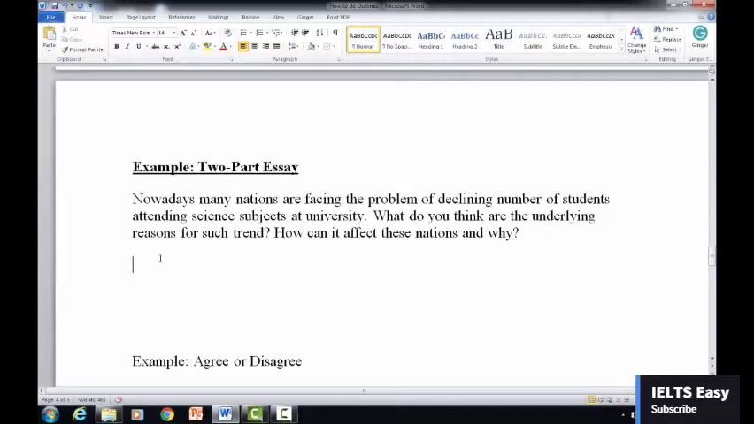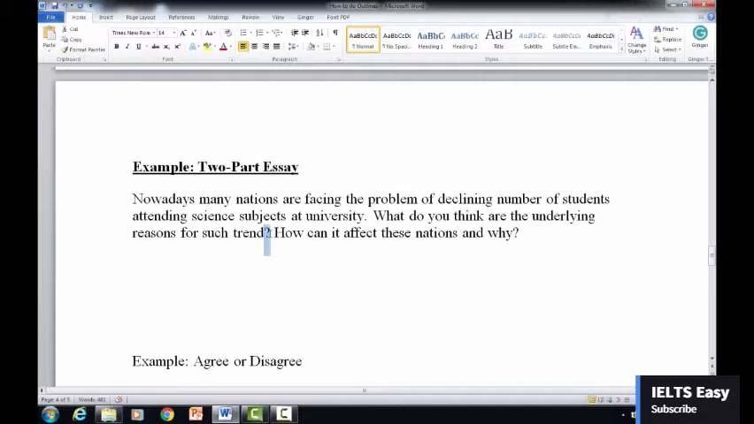All right. Now let's look at this 2-part question. Again, a 2-part question is the type of question where you don't have to think of the controlling ideas. The controlling ideas are actually given to you. Okay. Now it says, nowadays many nations are facing the problem of declining number of students attending science subjects at university. What do you think are the underlying reasons for such a trend? How can it affect these nations and why?